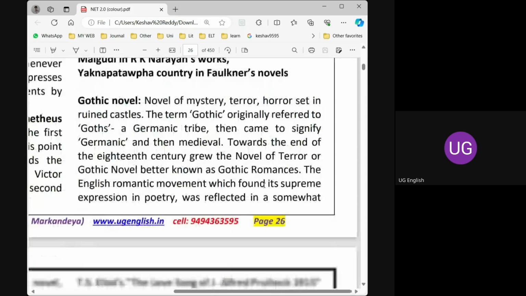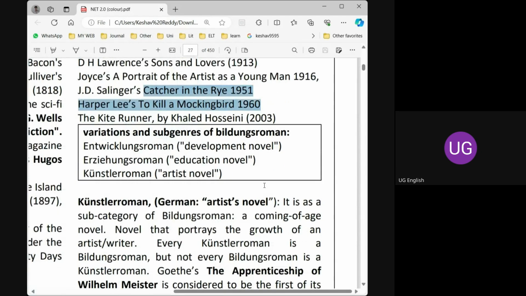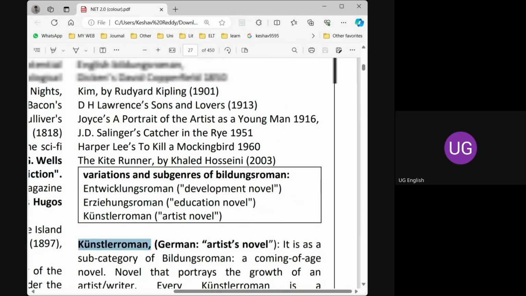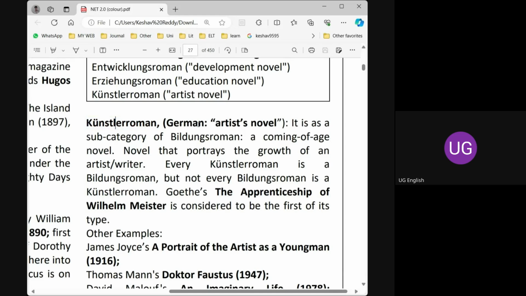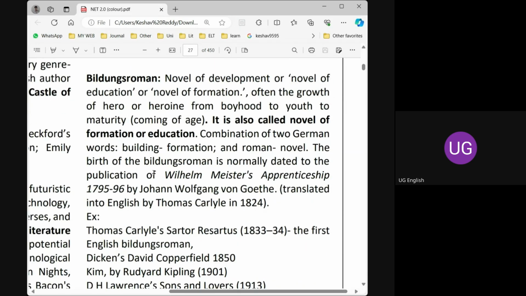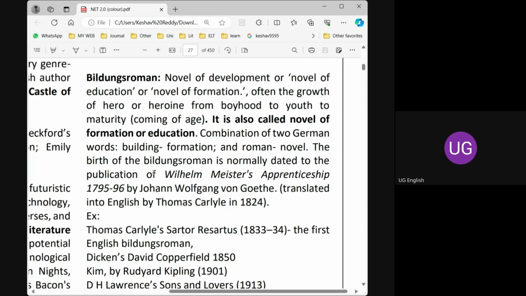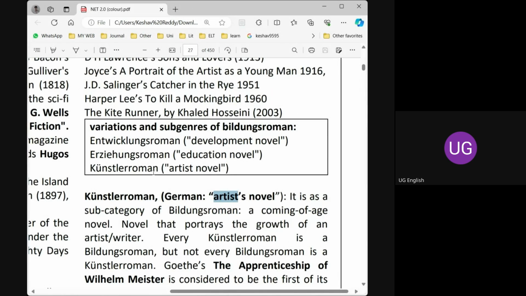And now we have another term called Kunstlerroman. Kunstlerroman is also a novel, that is also a Bildungsroman. But here, remember, in Kunstlerroman, the boy or the girl is an artist or a writer. So in simple terms, in Bildungsroman, the hero or heroine may be any person, but in Kunstlerroman, the hero or heroine must be an artist or a writer. So that is the main difference.